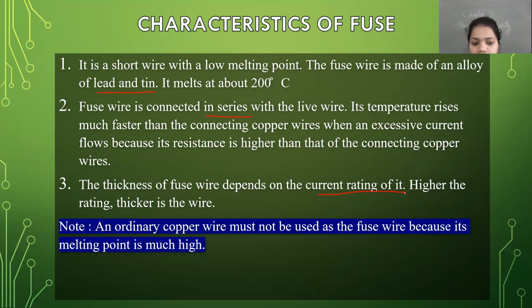Now, a note is given here. You have to very clearly understand that an ordinary copper wire cannot be used instead of a fuse wire. Fuse wire is different from the copper wire, and the reason is that the melting point of copper is much higher. So we should take care that an ordinary wire is not used in place of fuse wire.